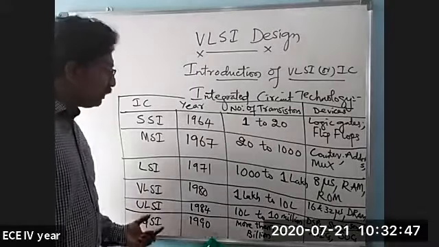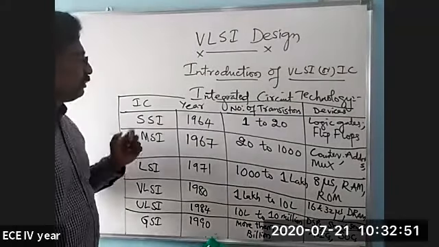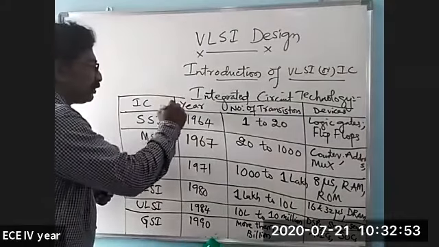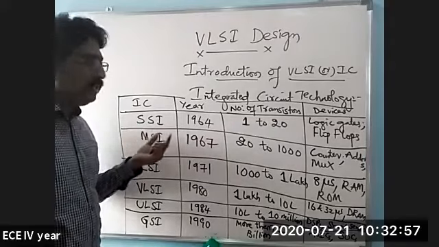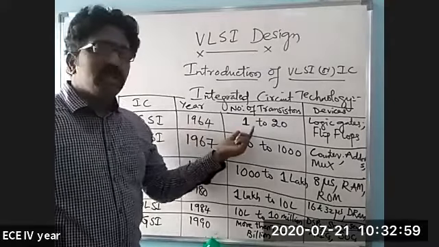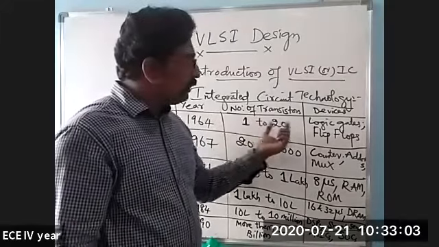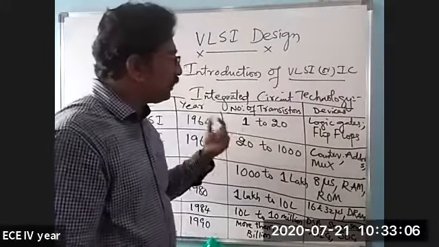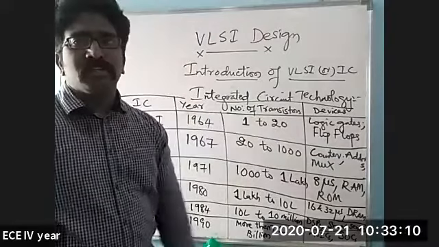So first, the evolution of integrated circuit technology started with small scale integration. It was in 1964, where 1 to 20 transistors were used on an integrated circuit. A few examples of small scale integration are logic gates and flip flops. And we all know the first integrated circuit is a JK flip flop.